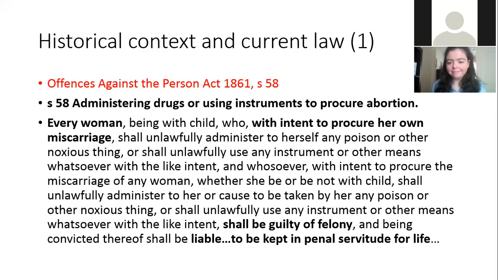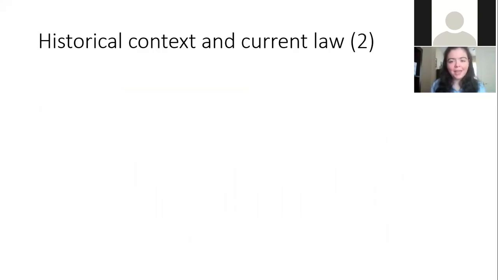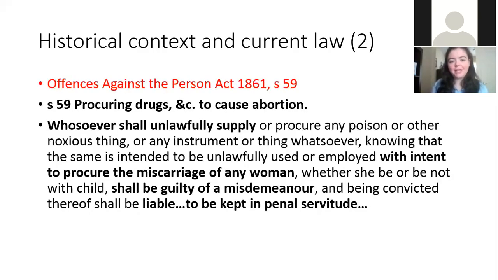That's quite harsh. Moving on to section 59, this is procuring drugs, etc. to cause abortion. This is about giving the drugs, giving the instrument to the person. So this covers like the doctor or a friend or anybody who helps procure the miscarriage.